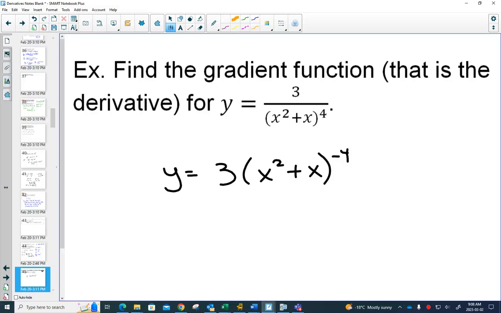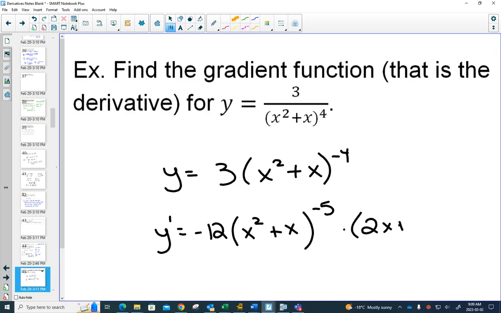The chain rule would say, do the derivative of your outside function. That's the power of -4. What does that look like? Well, the -4 would come out in front. I would subtract 1 from the exponent and keep the inside the same. Then the chain rule says after you've done the derivative of the outside function and kept the inside the same, you then multiply by the derivative of the inside function. That'll be your 2x plus 1. And we're done.